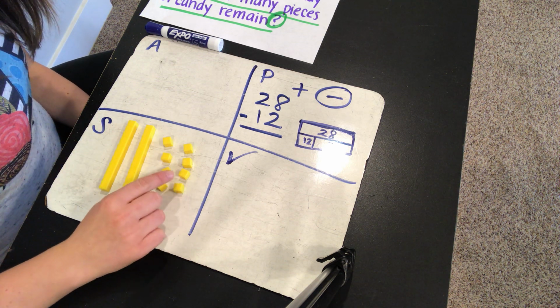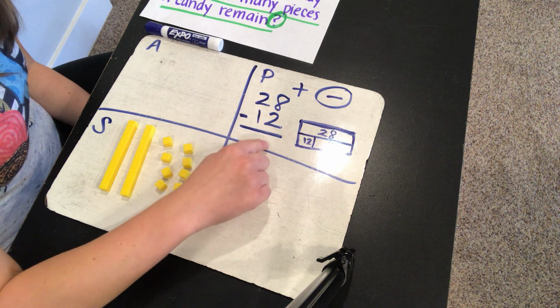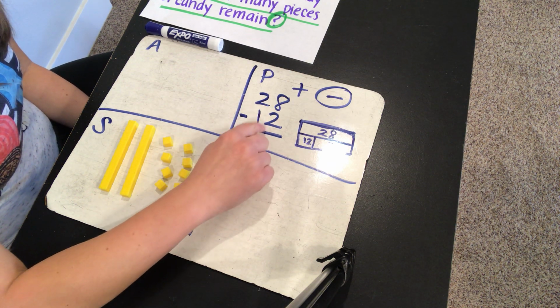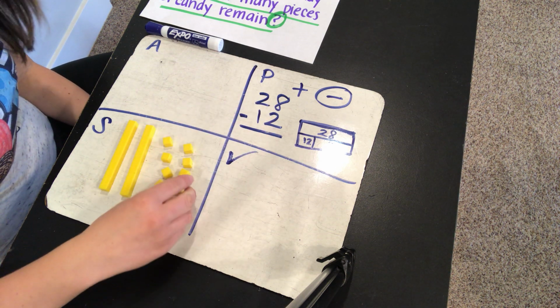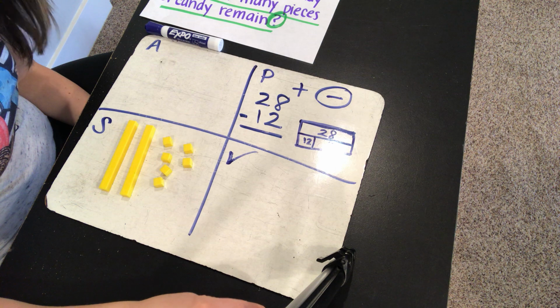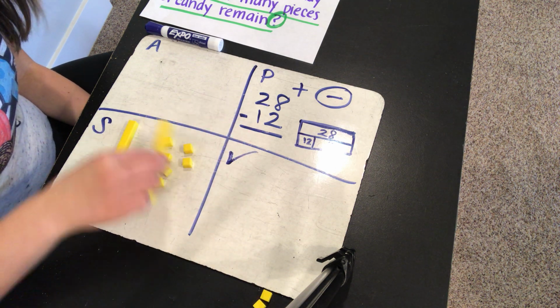So let's take away our ones first, because when you start to do this with the equation or the algorithm, you're going to start with the ones place. So let's take away our ones first. We need to take away 2 ones. 1, 2. And we need to take away 1 ten.